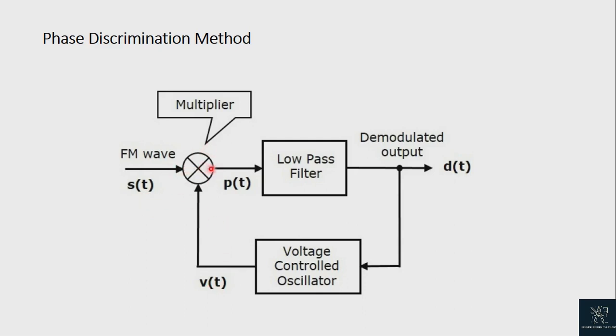The multiplier produces an output having a high frequency component and a low frequency component. The low pass filter eliminates the high frequency component and produces only the low frequency component as its output. This low frequency component contains only the term related to the phase difference. Hence we get the modulating signal m(t) from this output of the low pass filter.